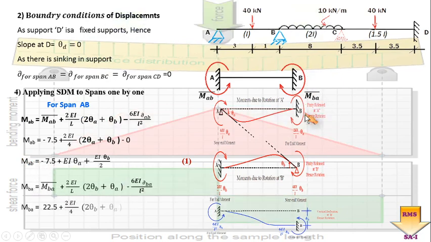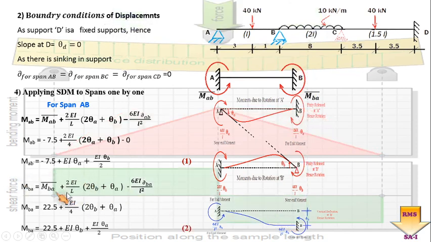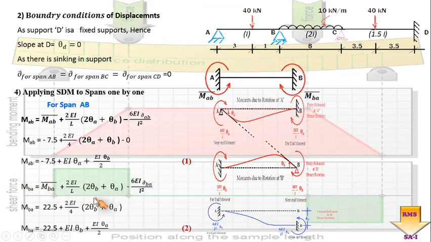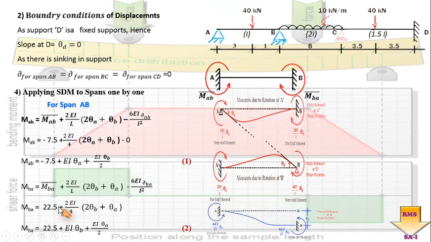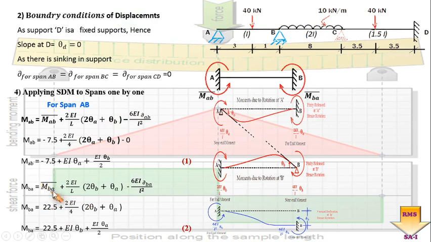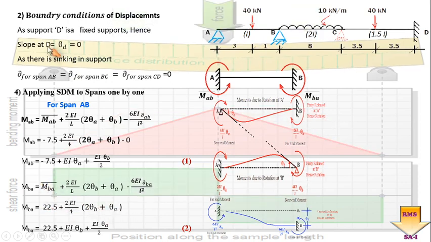Similarly MBA is to be worked out, doing the algebraic summation of all these, and I have worked out this equation, and I have substituted the various values which we have found out earlier, that is related to MBA bar and the values of theta b and theta c from the boundary conditions.